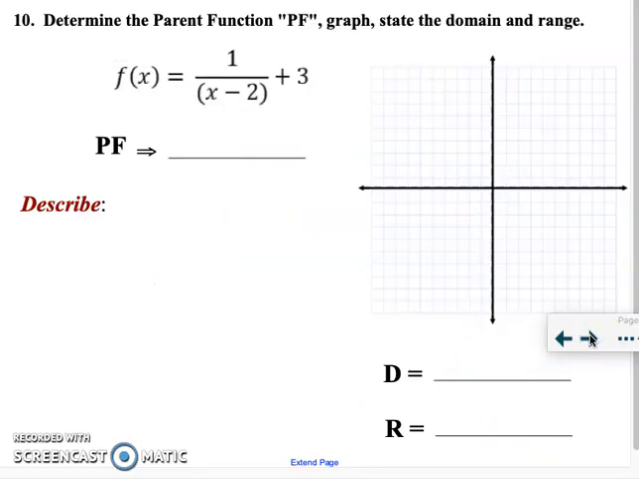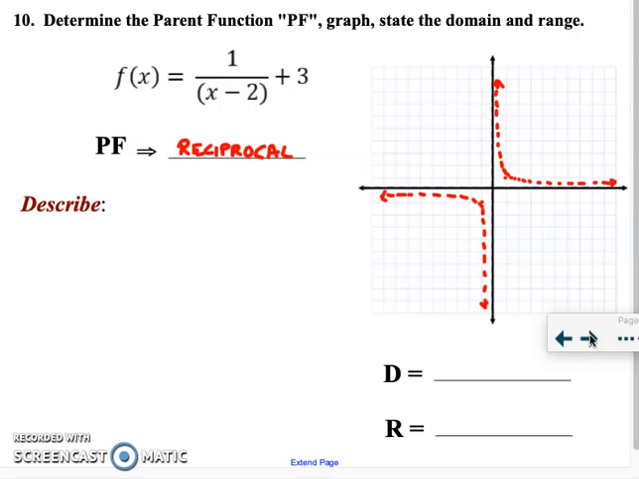All right, number 10, taking a look at this one, we want to determine the parent function. We want to sketch the graph, state the domain and the range. So as I'm noticing that there's an x in the denominator, that's going to tell us that this is going to be a reciprocal function. So we're going to write this up here before I forget. The reciprocal function is going to look something very roughly like this. Again, in terms of my parent function, something along these lines. Like I said, this is what our parent roughly is going to look like.